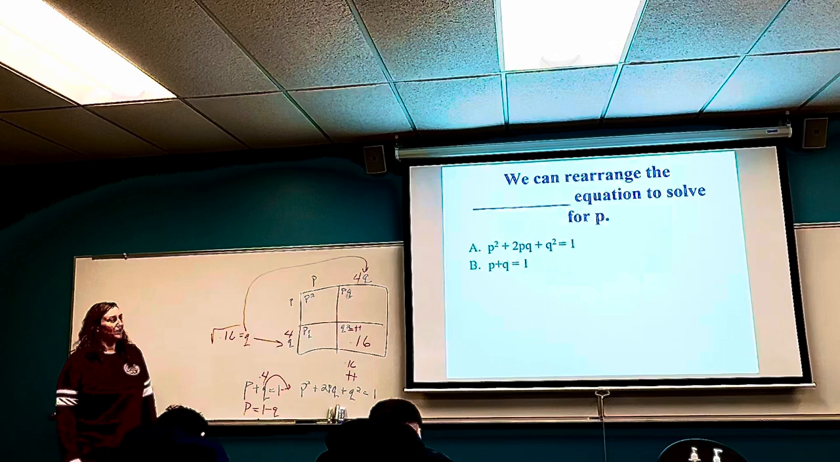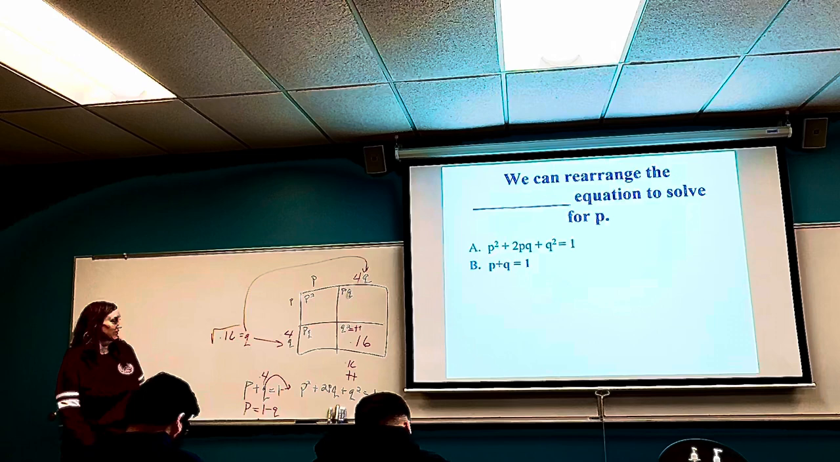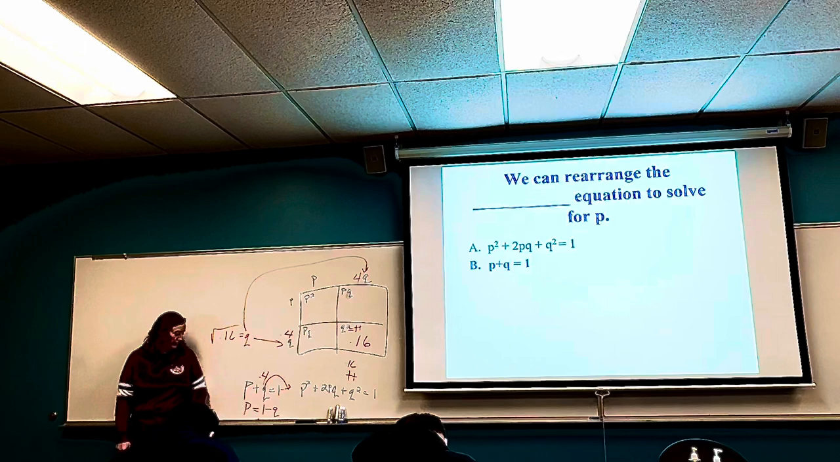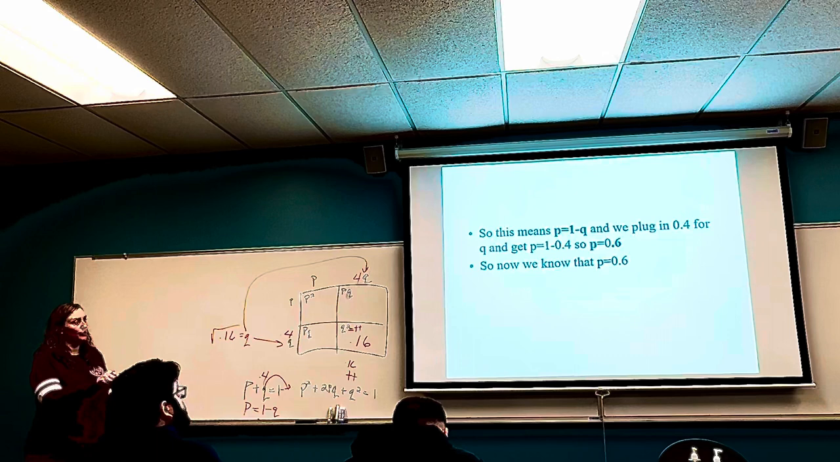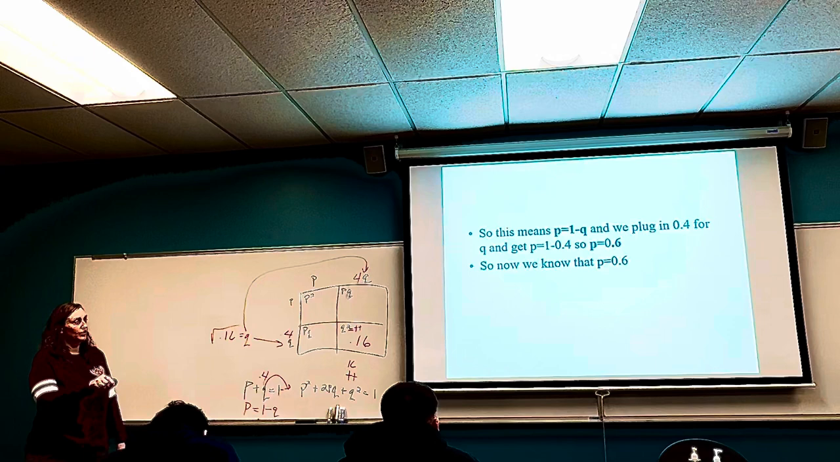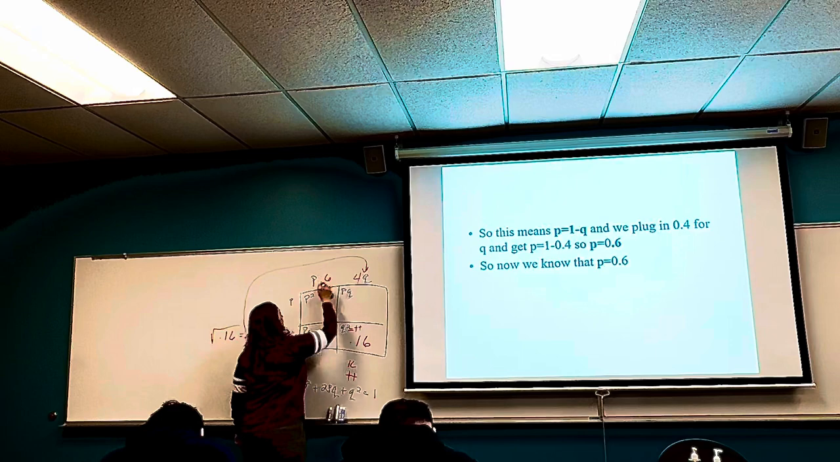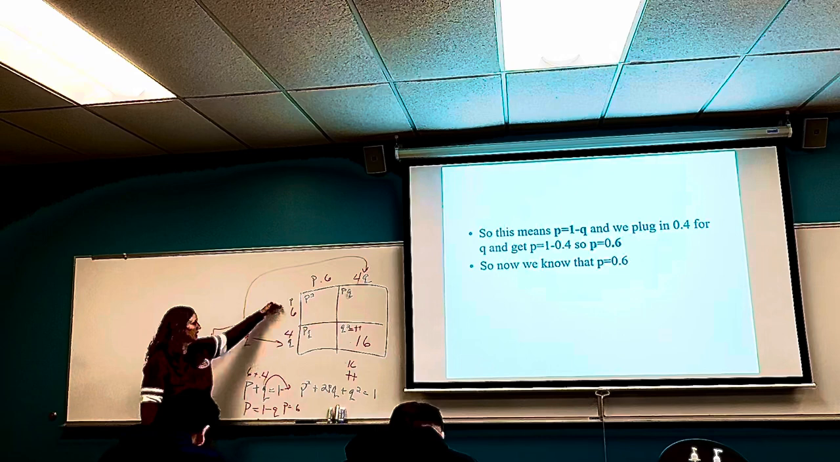So in this question, we're going to rearrange this equation. P plus q equals 1. We know we can move the q over, but then we have to subtract it on the other side. So when we take p equals 1 minus 0.4, our q, we get p is 0.6. So now here on my Punnett square, I know p, I know q, and I know q squared.